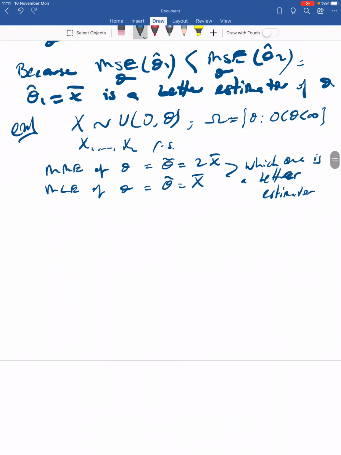Okay, so let's first calculate the expectation of theta tilde. It is 2 times the expected x bar. For the uniform distribution, expected x is theta over 2. For x bar it is also the same. So it's an unbiased estimator.